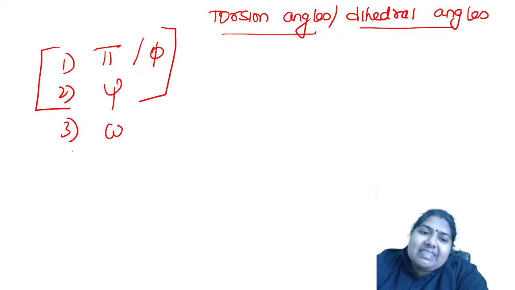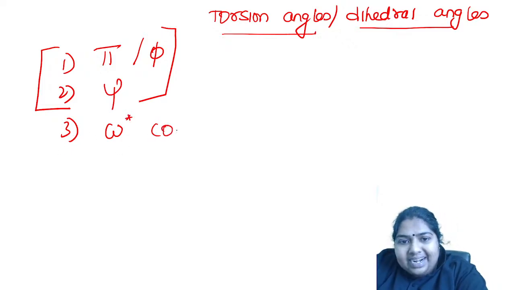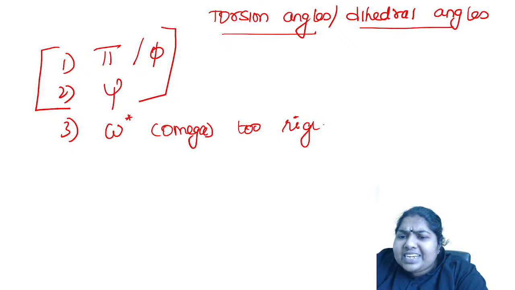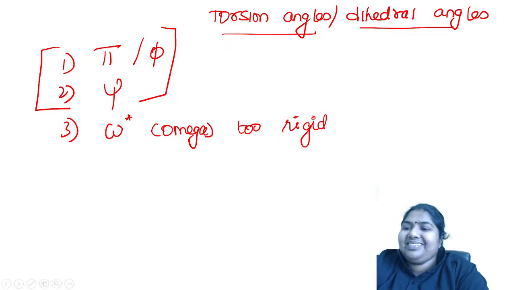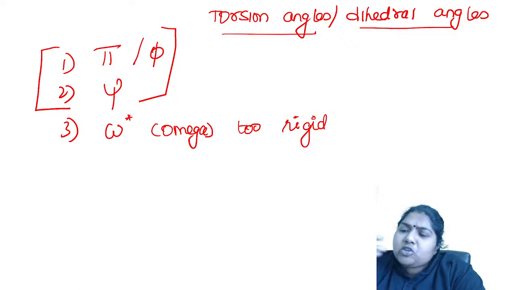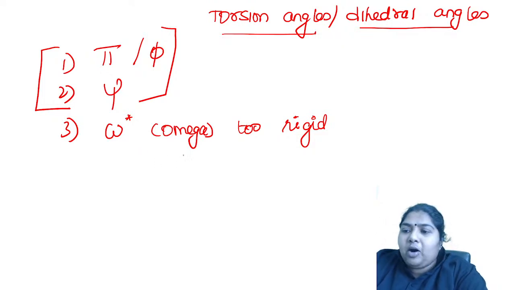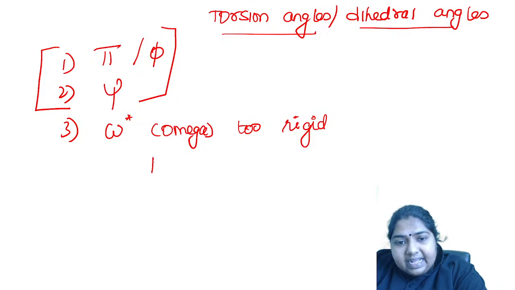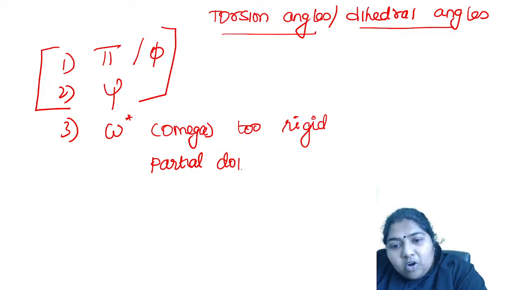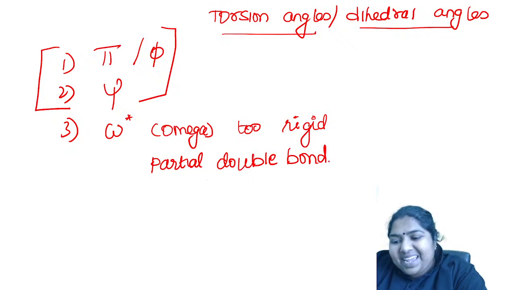Because this third one, the omega bond, is too rigid. If you are too strict, too rigid, will anybody come near you? You are very hard, so nobody will come near, isn't it? You must be a little bit flexible such that everybody will come to you. So this omega bond is too rigid. It is like a partial double bond.